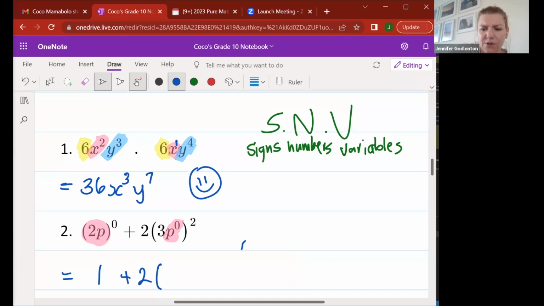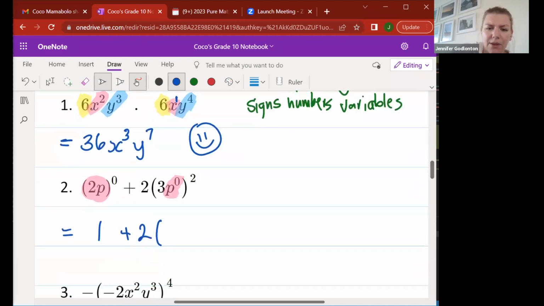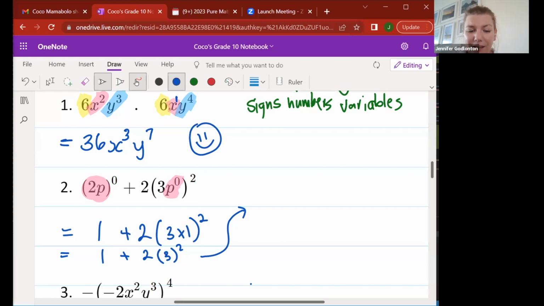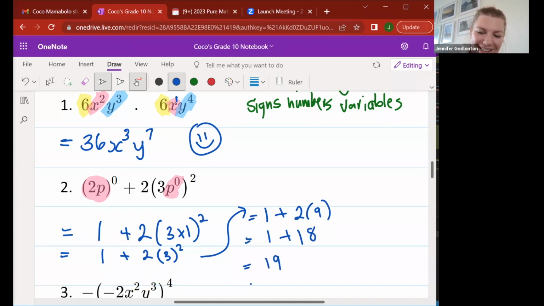Sorry, let's move the screen a little bit. In here, we've got 3 times 1 to the power of 2, so what that actually means is we've got 3 to the power of 2. So we've got 1 plus 2 times 3 to the power of 2. 3 to the power of 2 is 9. I'm just going to move up here because my writing was too big. So it's 1 plus 2 times 9, which is 1 plus 18, which is 19.